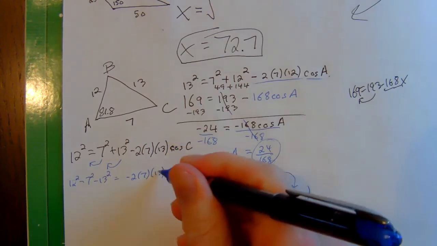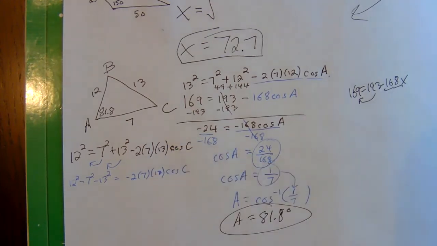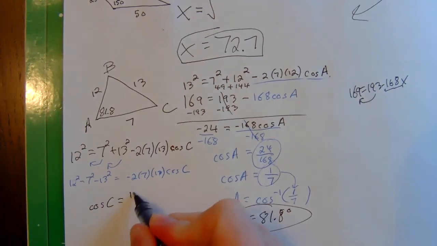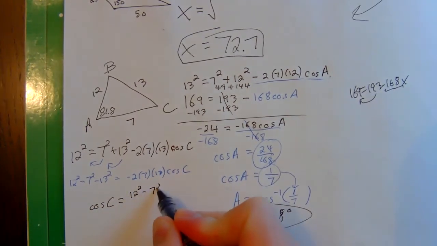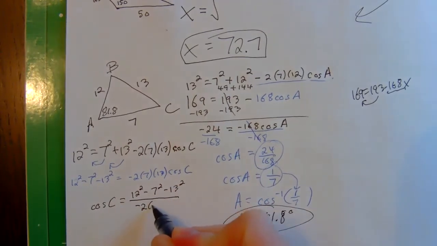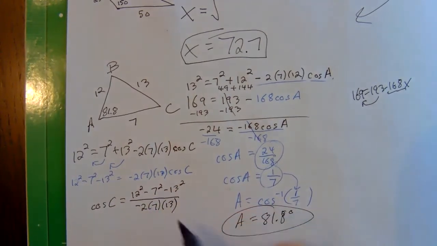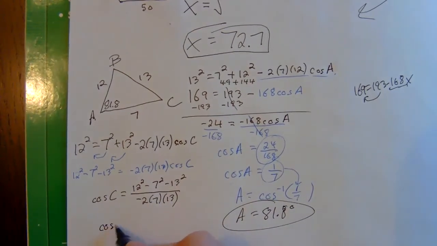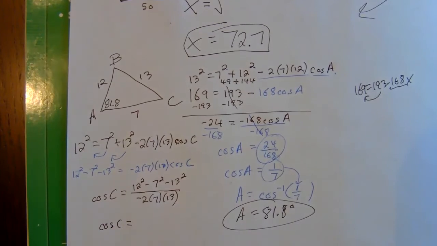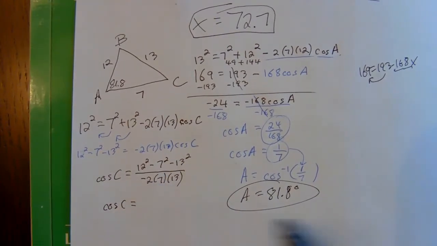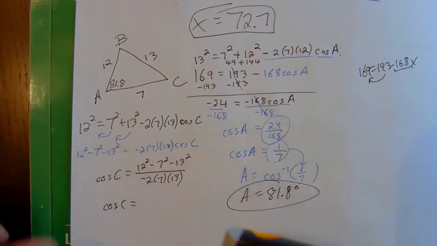So to get rid of what you're multiplying by, you have to divide both sides by that. So then you get cosine of C is equal to 12 squared minus 7 squared minus 13 squared all over -2 times 7 times 13. Now what you could do here is hit cosine inverse right now and plug all that in. Or you could get an answer for this first, and let's be a little bit careful how we're plugging that in.